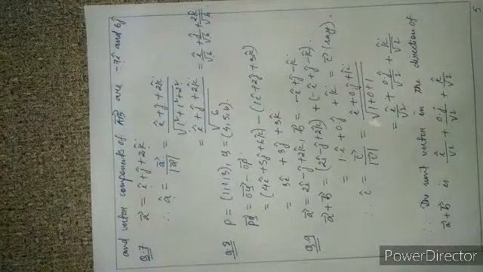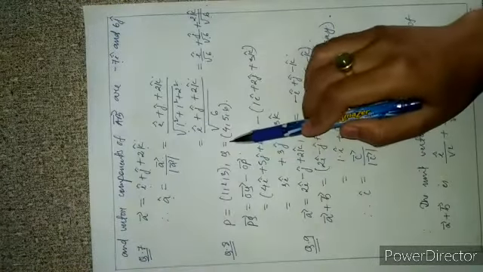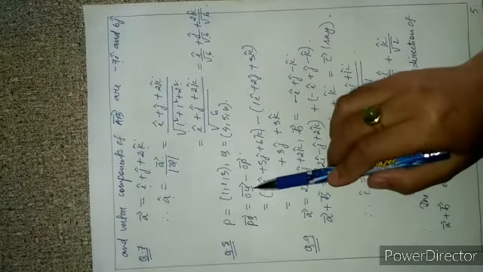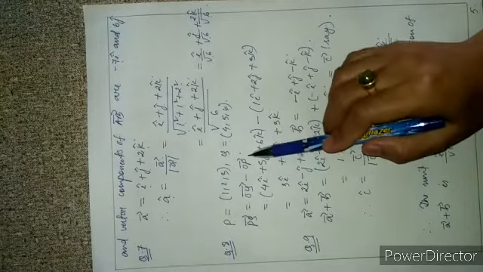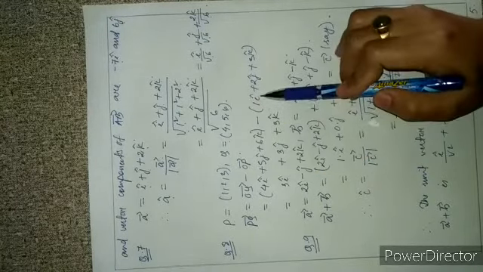Next question, question number 8. Find the unit vector in the direction of the vector PQ vector where P and Q are the points. Here the coordinates of point P are 1, 2, 3. Coordinates of Q are 4, 5 and 6. Then form PQ vector, which is given by position vector of Q minus position vector of P.